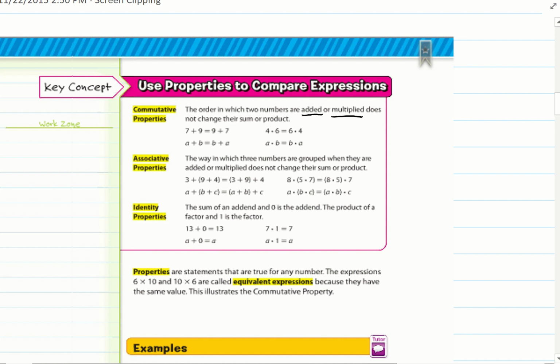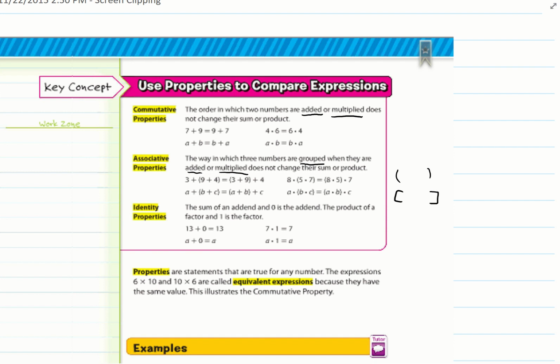Associative is the way in which 3 numbers are grouped when they are added or multiplied does not change the sum or product. Our main thing is grouped. And same thing, added or multiplied. So if they're grouped, that means we're using parentheses or brackets. That is a grouping. And then some of the orders change, but the product does stay the same.